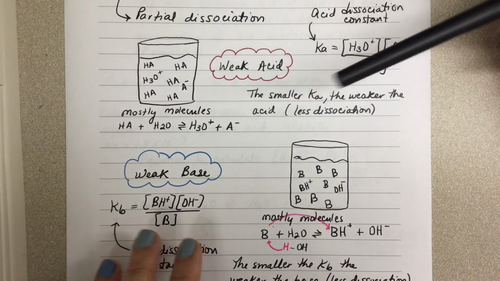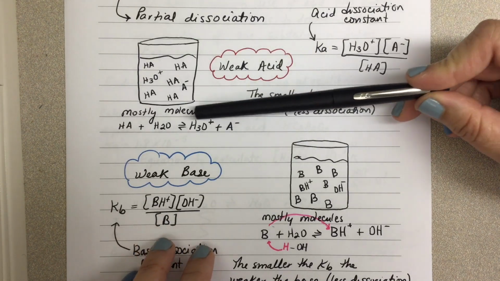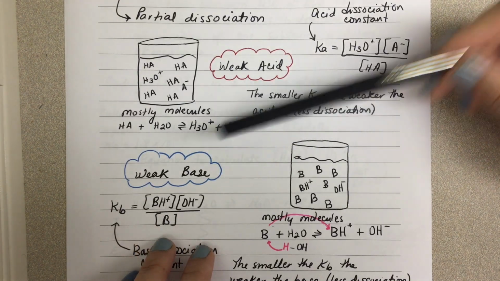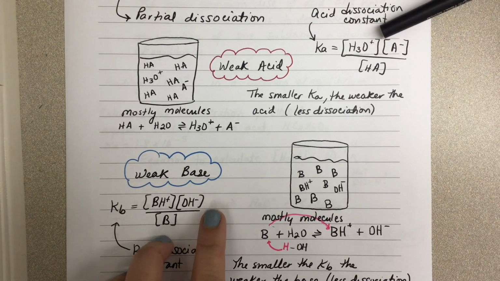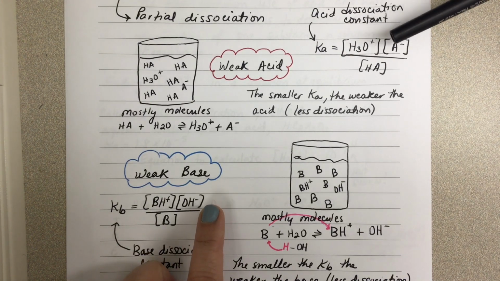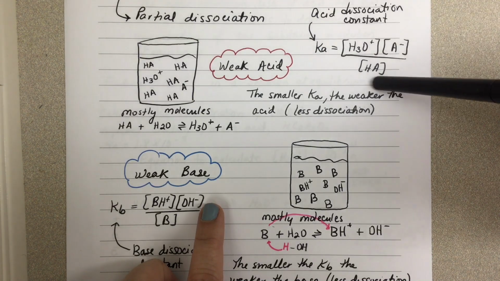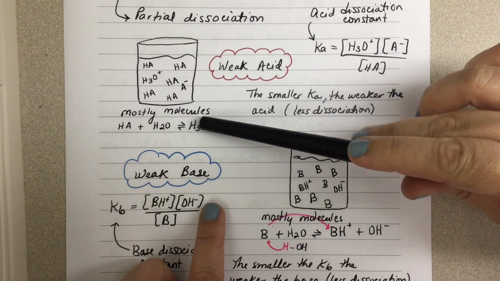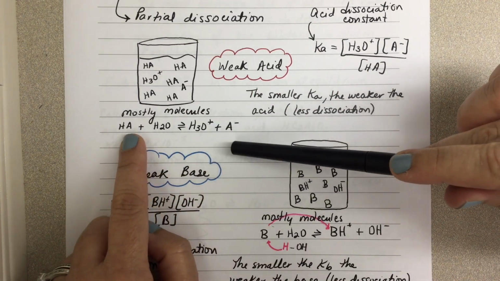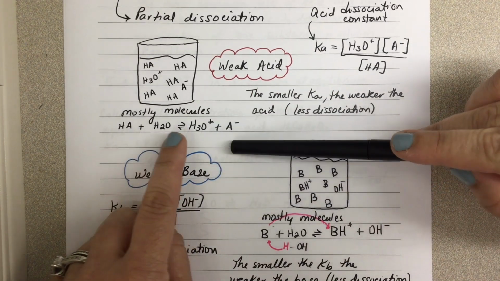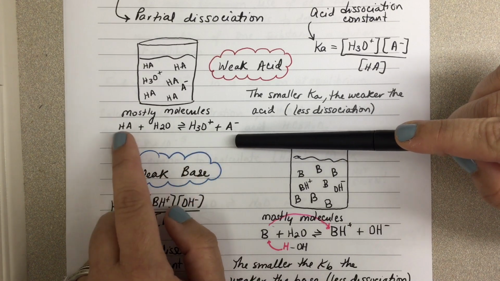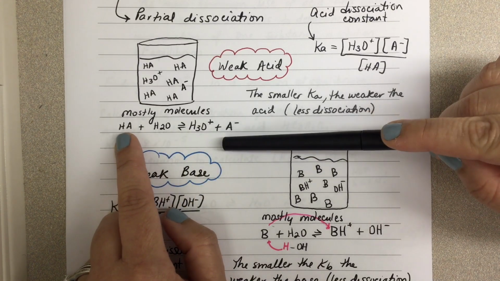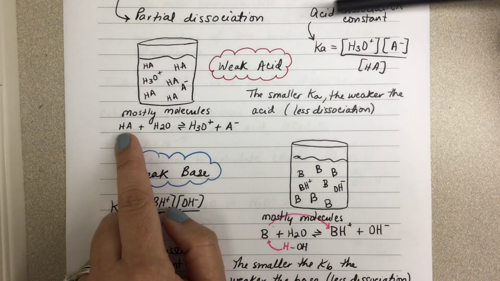If your acid dissociates a lot, you're going to have a lot of ions, and the number that you have in the top part is going to be big. Remember, if you have a lot of these ions, you're going to have a small amount of what you have on the reactant side, because you're getting your products from your reactant. So the more of this one that is converted to the ions, the less you have of this, the more you have of that, and the bigger the Ka.